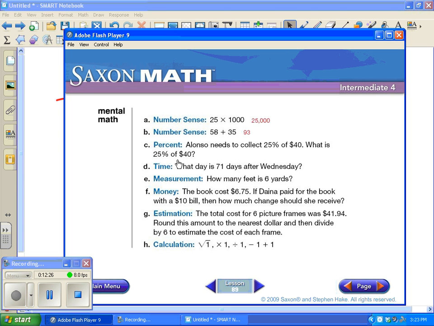Alonzo needs to collect 25% of $40. What is 25% of $40? Well, first of all, you have to know that 25% is really a fourth, 1/4 of 100%. Think, a quarter, it's 1 out of 4 quarters for $1, right? Okay, so we're going to divide this by 4 since 25% is a fourth of 100%. So think, $40 divided into 4 groups would give us how much? $10.